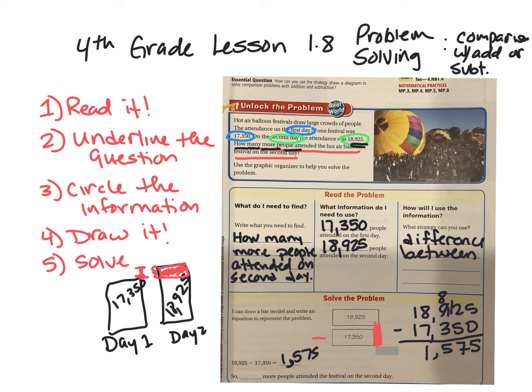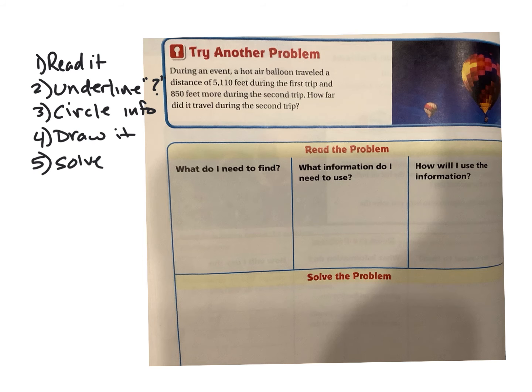It's not as bad as it seems at first if you just take it one bite at a time. Read it. Underline what they want you to find out. Circle the information they gave you. Draw it. That's the one piece. Step 4 is the one that answers it all for me. That's the one that works for me most. All right, let's try another one.